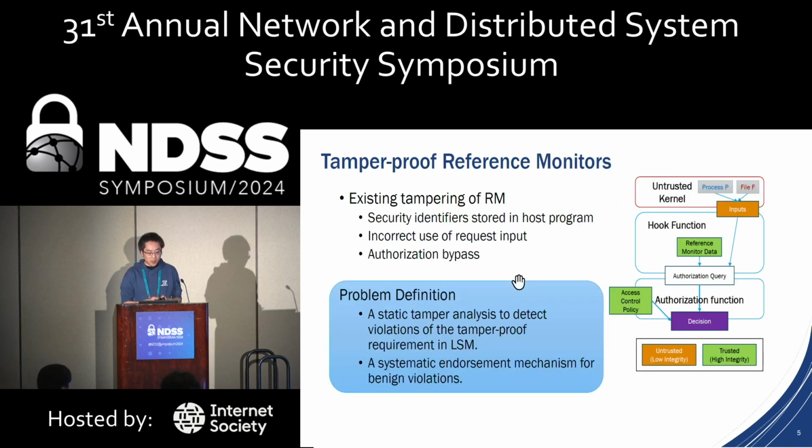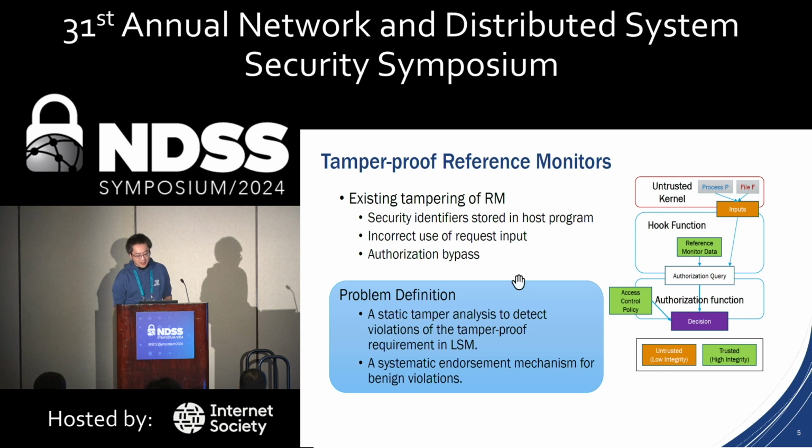While this workflow seems okay at first glance, there are several ways of breaking the tamper-proof property. For example, in the LSM, the security identities of subjects and objects are stored in the kernel or the host program. A malicious kernel may tamper with such data. Also, the request input of a hook function may be incorrectly used during the authorization process. Moreover, carefully crafted input may even completely bypass the authorization function. All of these have been found in current implementations of LSMs.